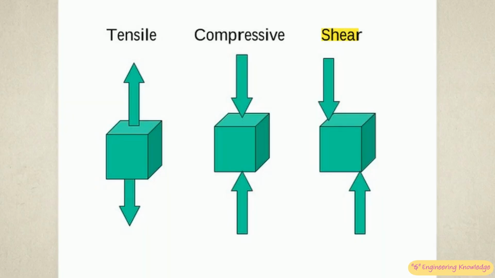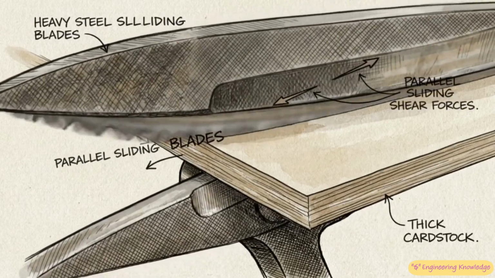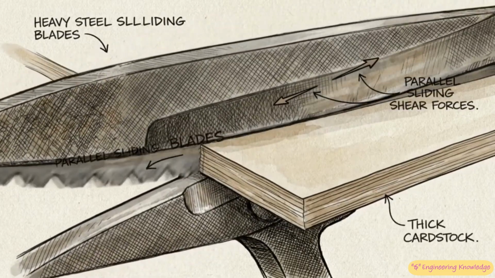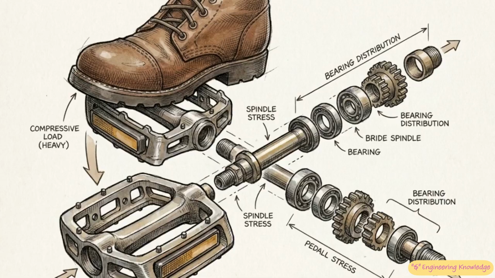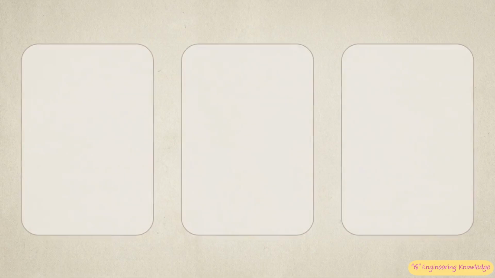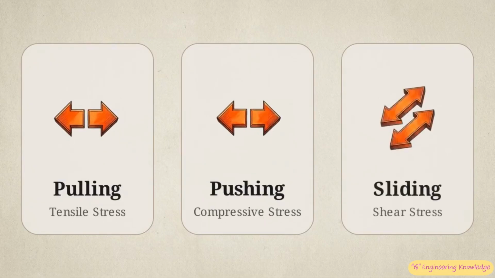Finally, we have shear stress. This happens when forces slide across each other in opposite directions, similar to how the two metal blades of a pair of scissors slide past each other to cut paper. Whether it's a supporting cable on a bridge or the pedal on your bicycle, structural loads break down into these three actions: pulling, pushing, or sliding.